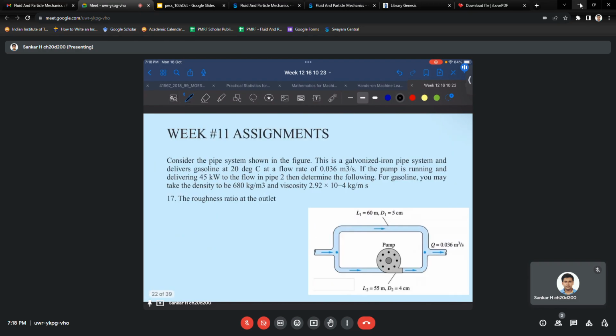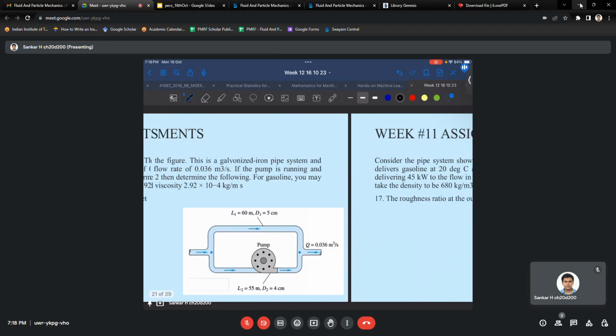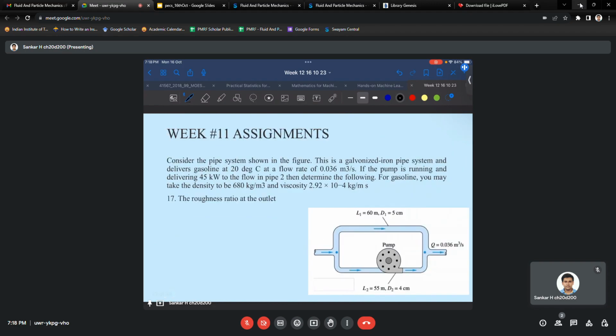Then we have to find the roughness ratio at the outlet, which is given by 0.15 by 40 in millimeters. This is equal to 0.00375.